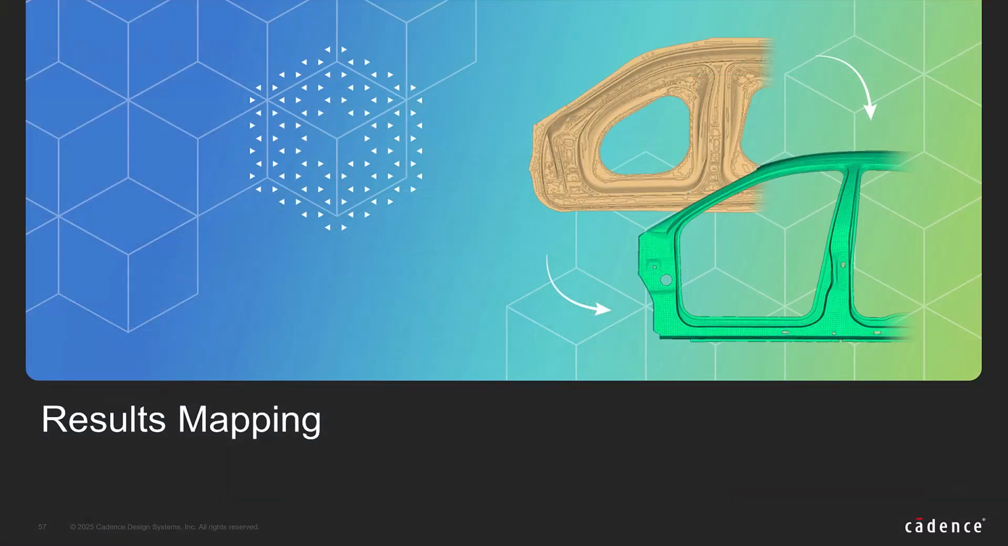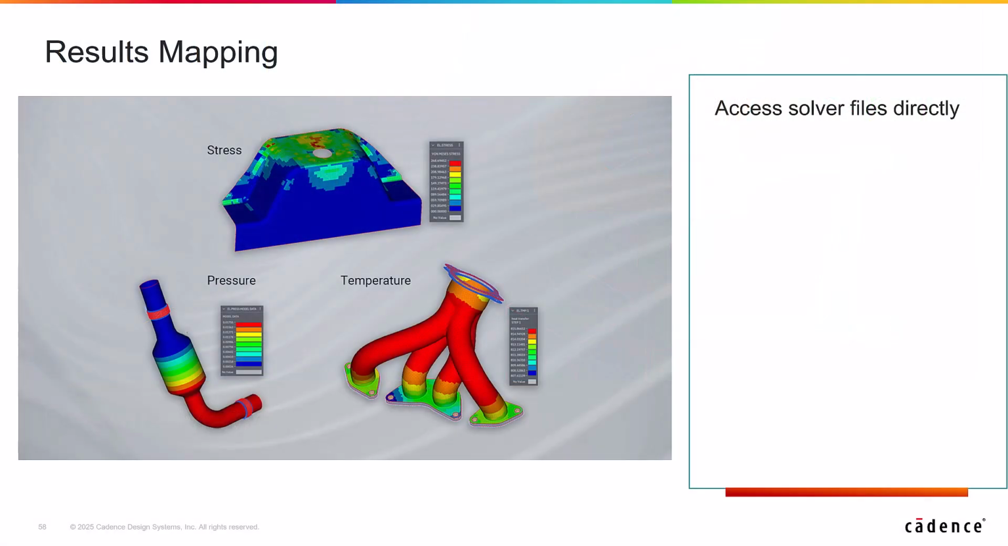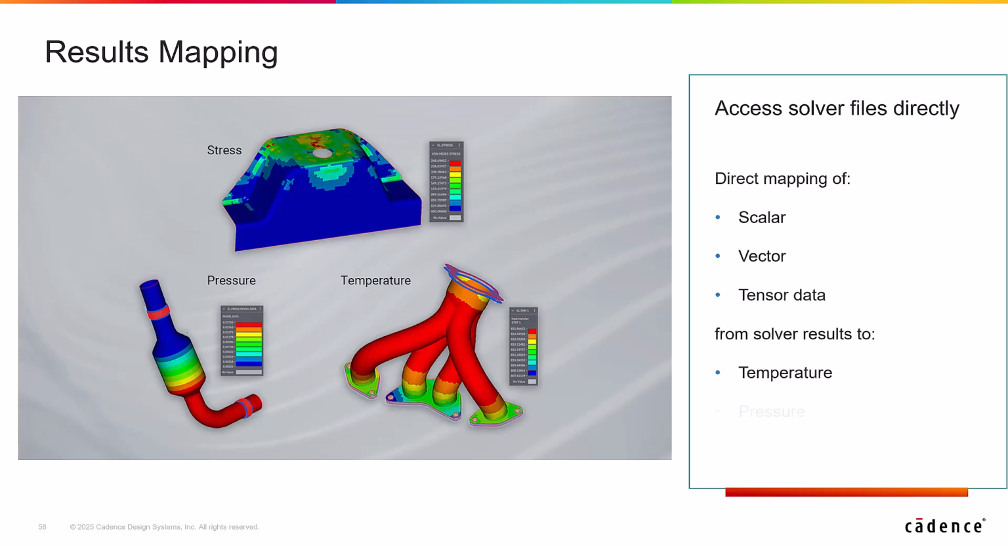Now, let's take a look at some updates related to results mapping. In the Results Mapper, users can now directly map scalar, vector, or tensor data from solver results to temperature, pressure, or stress conditions. The data scanning process is handled through Meta.